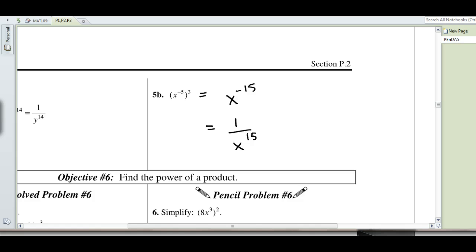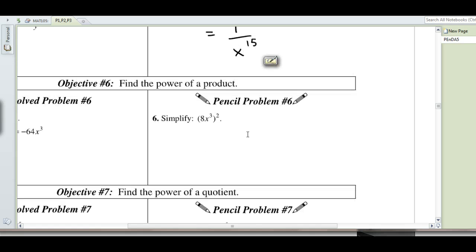Alright, next one, things get a little bit more complicated, so remember we need to distribute that 2 over the parentheses to each factor. So you have an 8 squared, and then you have x cubed squared, and then just use the rule that says to multiply the 3 and the 2. So you end up with 64 x to the 6th power. 64s, they're popping up everywhere. Watch out.